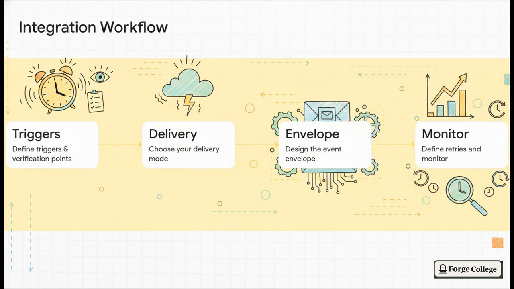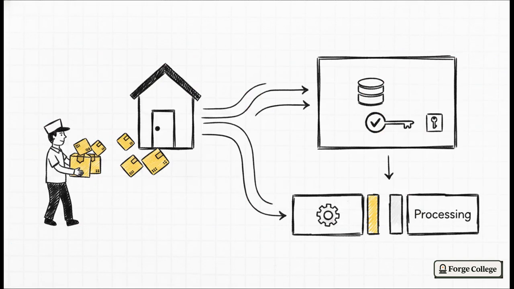Step 1, define your triggers and verification points. Step 2, choose your delivery mode. Step 3, design your event envelope. And Step 4, define your retries and actually monitor those metrics. Okay, I want to pause on a really crucial concept here.